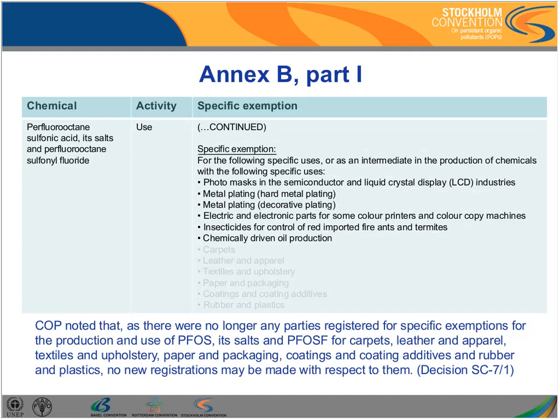As you can see in this slide, 6 of the 12 uses are listed in gray font: carpets, leather and apparel, textiles and upholstery, paper and packaging, coatings and coating additives, rubber and plastics. This is in accordance with decision SC-7/1, by which COP noted that as there were no longer any parties registered for specific exemptions for the production and use of PFOS salts and PFOS-F for those uses, no new registrations may be made with respect to them.